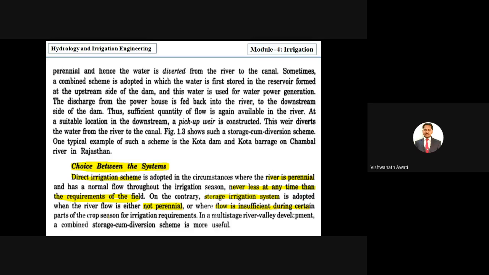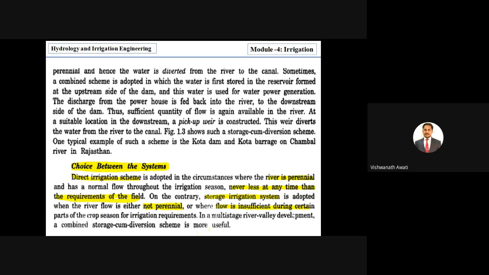So you can see many of the storage projects are on seasonal flow rivers like the Krishna River, Godavari River, Kaveri River, because in these rivers we are getting water on a seasonal basis, right? So then a storage irrigation system is adopted.